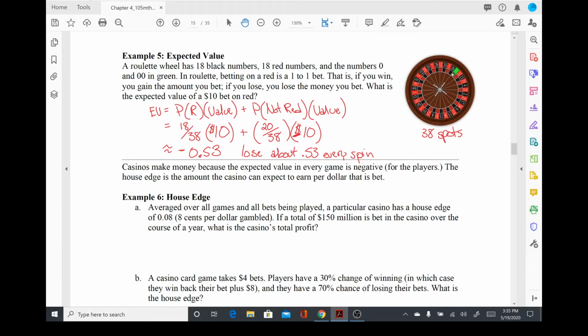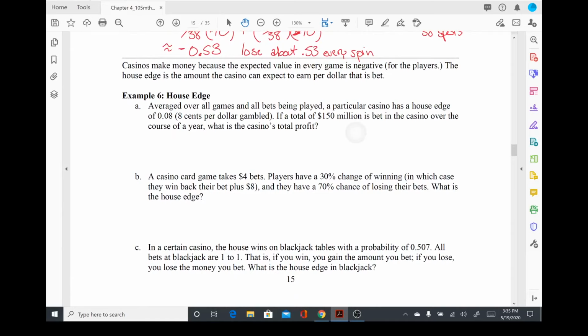And the reason why you're losing money is because there were 20 spaces for not red compared to the 18. Those two green spaces are called the house edge. They're the thing that gives the house just that little bit of money that it needs to keep the lights on. It's not a little bit of money. In fact, it's a lot of money, you will find. So these next few questions are about house edge.